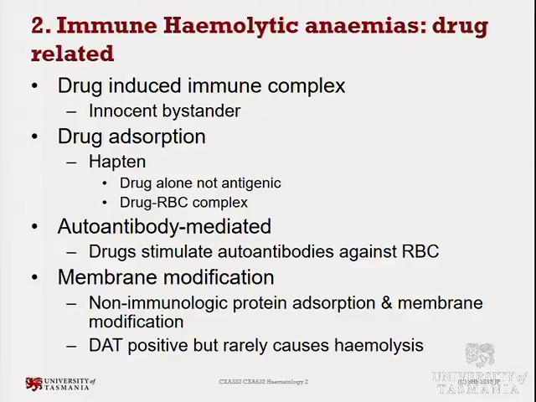And then the final one is not actually an immunological etiology, but it does give us a positive direct antiglobulin test, so that's why we include it in this category, and that's where we get membrane modification. The membrane modification causes changes to the membrane which allow an increased absorption of IgG and complement and other proteins. And so that's why it results in a positive direct antiglobulin test, because you've also got IgG there, but it's actually due to membrane modification rather than antibody interaction, if you like.